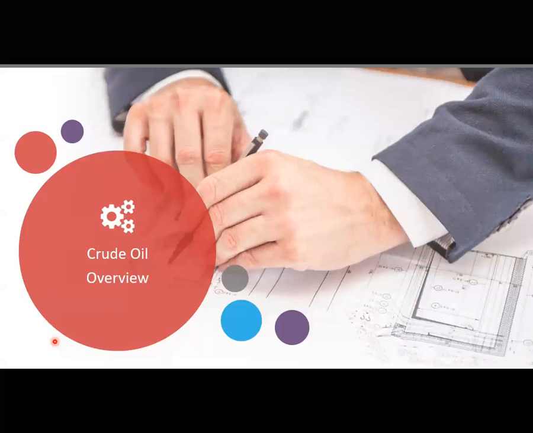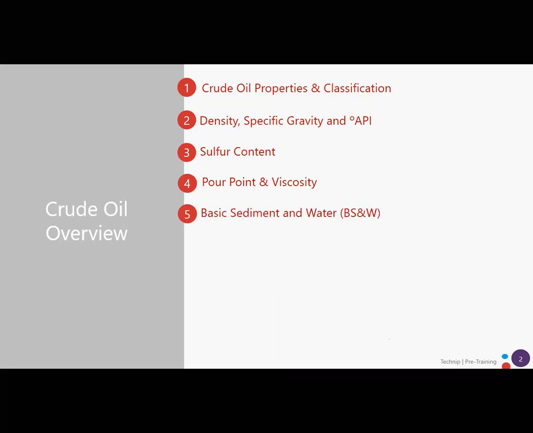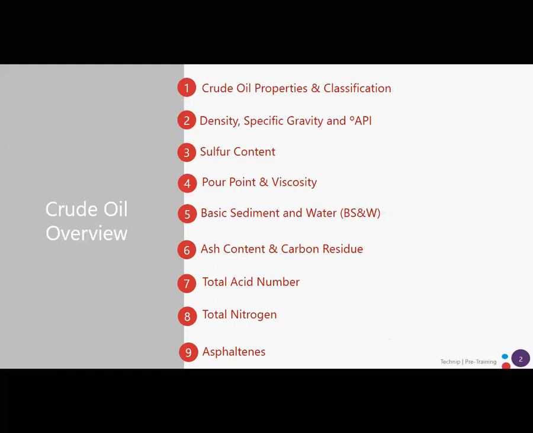Okay, welcome again. Now we are going to go through the second presentation, the crude oil overview. In this presentation, we will talk about crude oil properties and classification: density, specific gravity and degrees API, sulfur content, pour point and viscosity, basic sediment and water, ash content and carbon residue, total acid number, and total nitrogen and asphaltenes, okay?